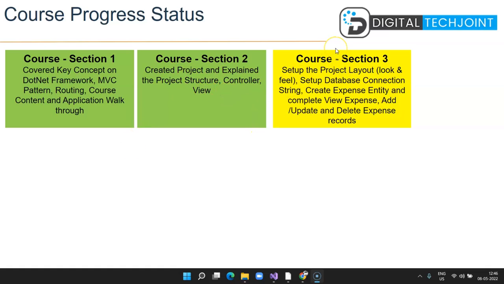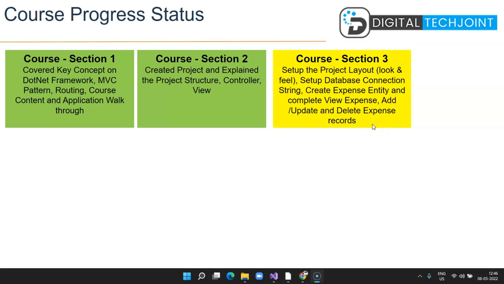Now in this video, we are going to continue with section 3, where we are going to create the overall look and feel of the project. We are going to set up the connection string, create the expense entity class, that is a model class, and complete the entire CRUD operation, that is adding expenses, updating expenses, and deleting expenses. So this is what is going to get covered in section 3.